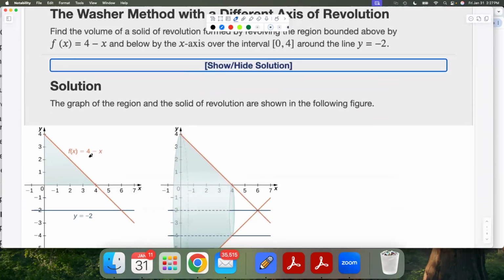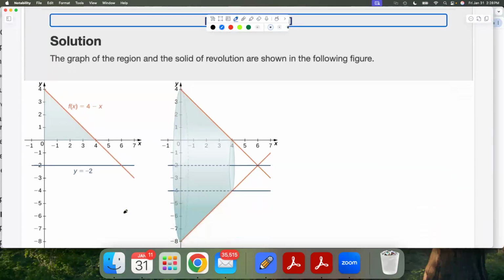Okay, so we've got this line, y equals 4 minus x, bounded by the x and y axes here. We're going to take that region and rotate it around, not the x-axis, but the line y equals -2. And we're going to find this volume. Notice here that the inside is empty. It's kind of hard to see in this picture, but everything inside here is empty. So this is like a cone with the top cut off, and then a cylinder is cut out of it. That's what's going on here in the picture.